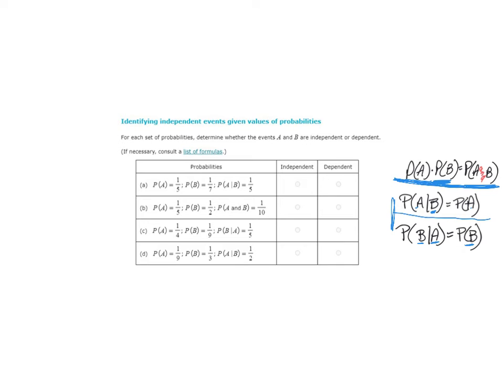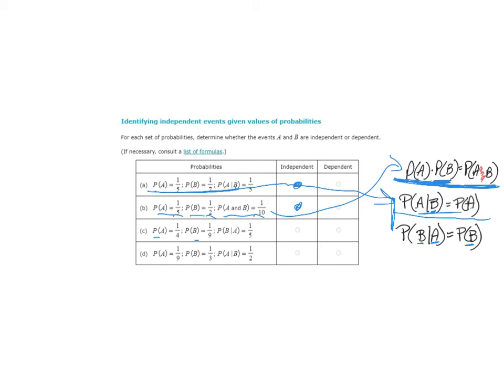But as long as you know those three rules, these are easy to pick out. So this one right here is basically saying what I'm saying right here, okay? That the probability is 1/5. Yeah, so this is matching up with this right here. So it matches up, so those are definitely independent. The probability of A times the probability of B is equal to the probability of A and B. 1/5 times 1/2 is 1/10. This is basically saying this right here, so they're independent.